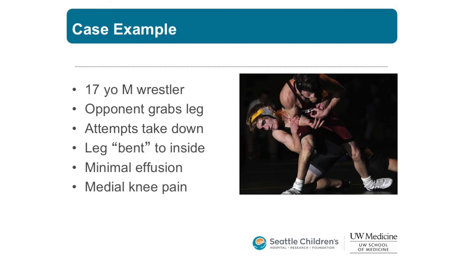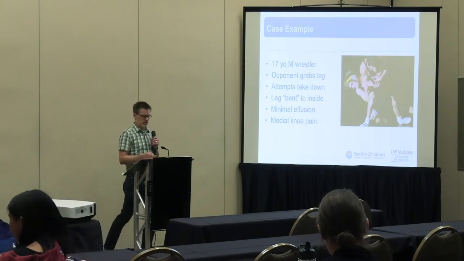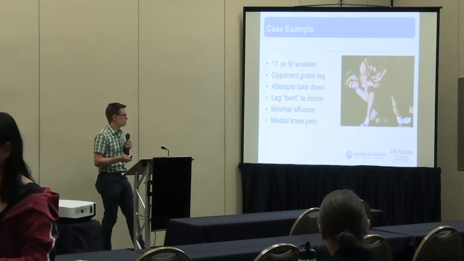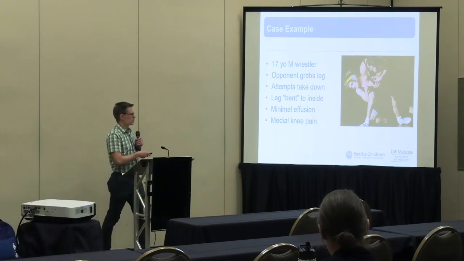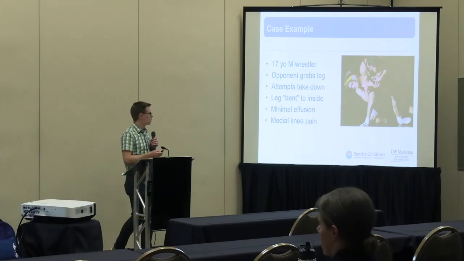So here's another example. I'm going to go through this one a little more quickly. This is a wrestler. You can see this valgus stress right there. That's a good example of valgus stress on that knee. Okay, it gets bent to the inside. Not much of an effusion, and the pain is much more over the medial side of the knee. Okay, so much more focal. Doesn't necessarily have much of an effusion. That definitely had a compressive force on the lateral side and a stretching force on the medial side.